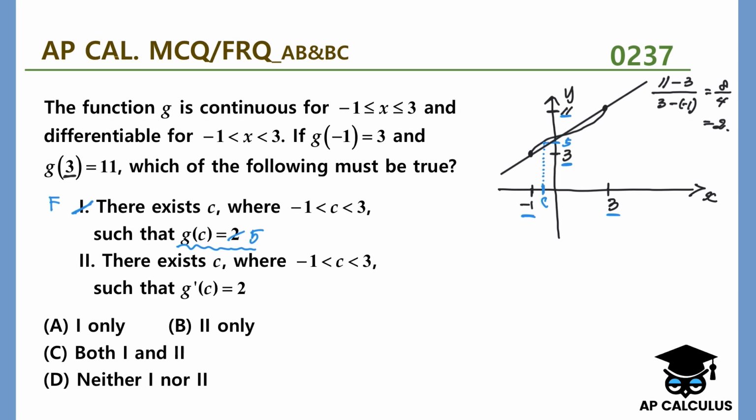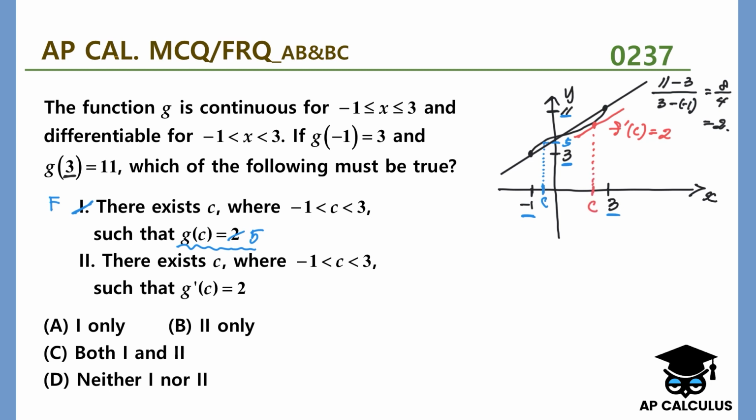And there must exist a tangent line at some point between -1 and 3. Let's say it looks like it has to be somewhere here. This is our tangent line, and the slope of this tangent line is equal to 2, right? Because they're parallel. So this c must exist between -1 and 3.